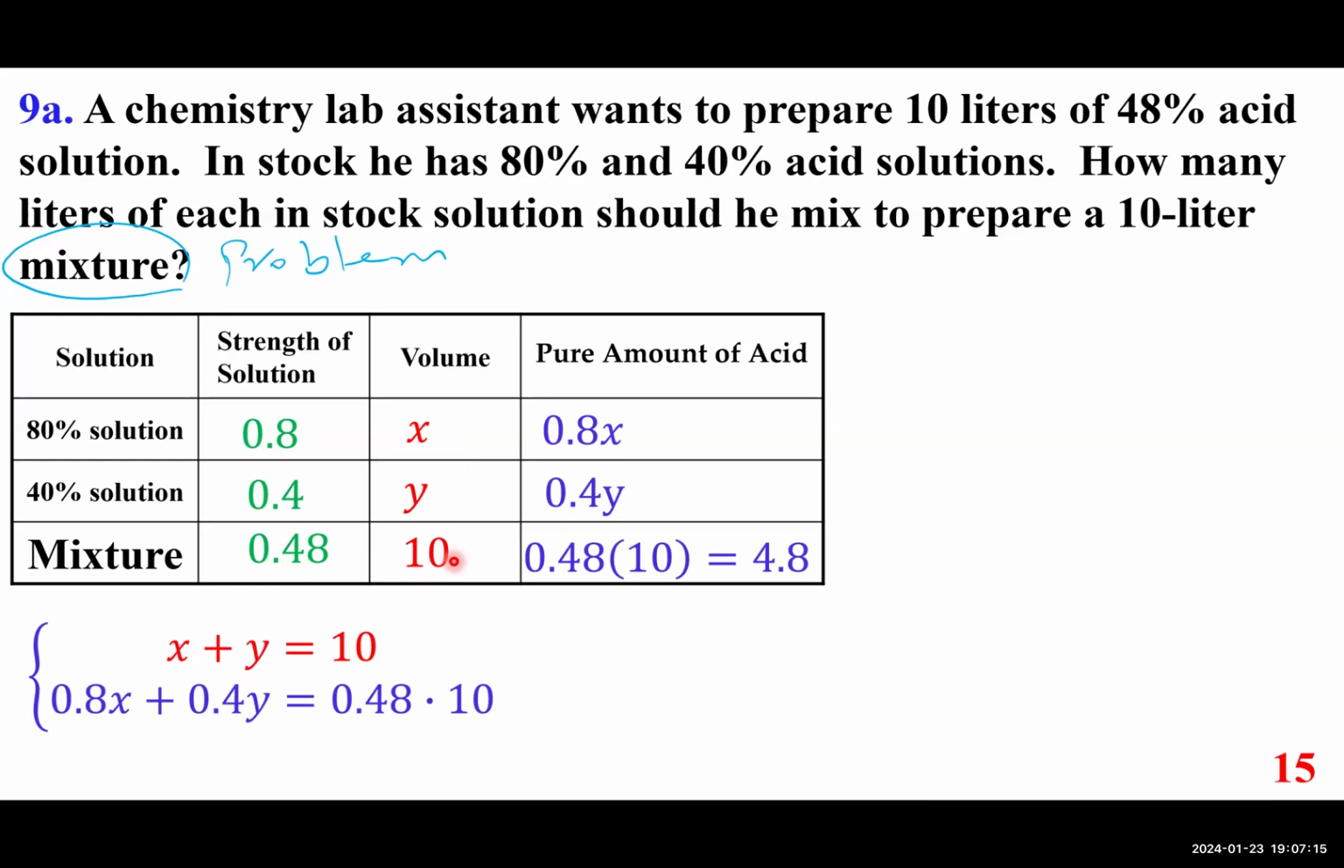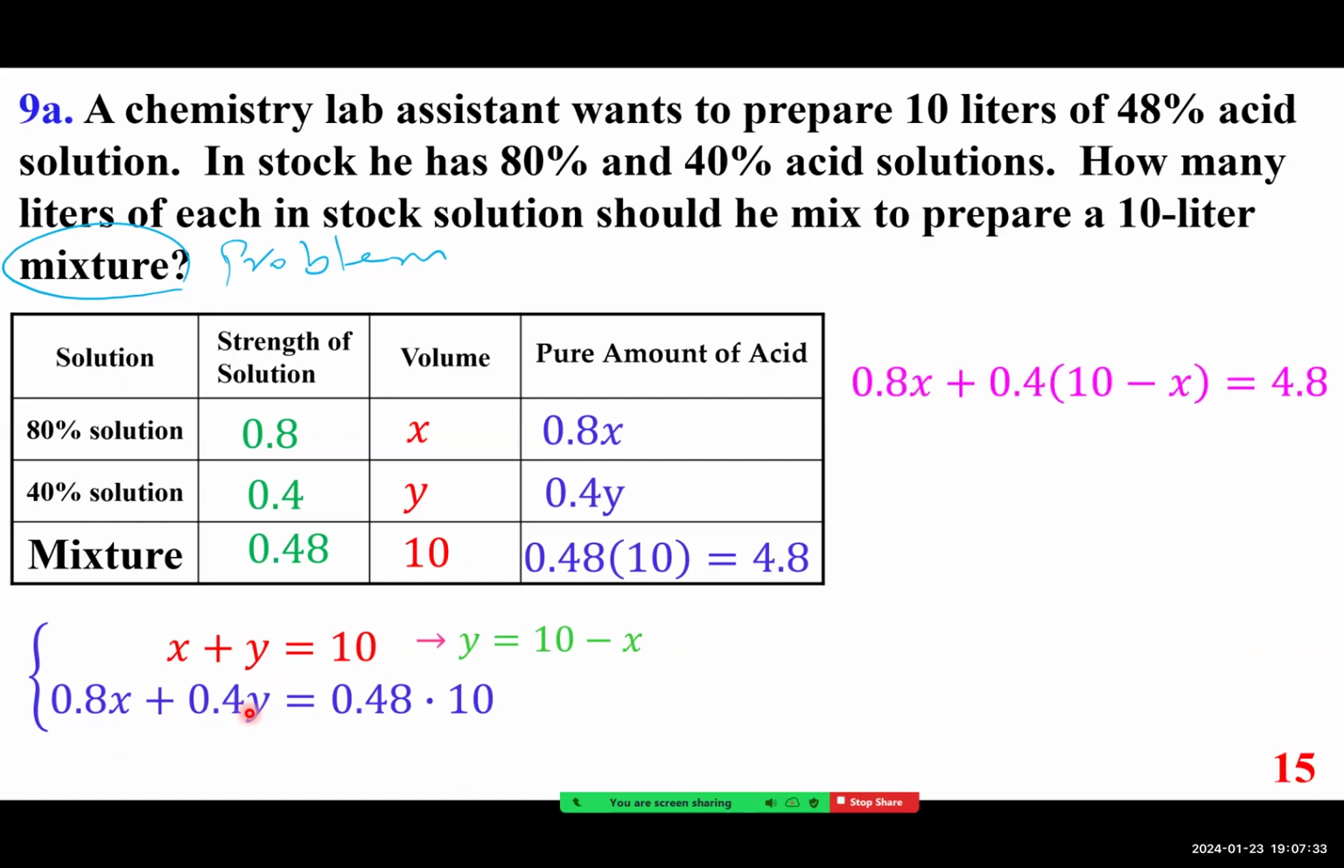On purpose, I put 0.48 times 10. We know it's 4.8. And we can use substitution, for example, y is 10 minus x here, and replace it here. So 0.8x plus 0.4, and replace the y. When we do that, this doesn't change. This becomes 4 minus 0.4x.